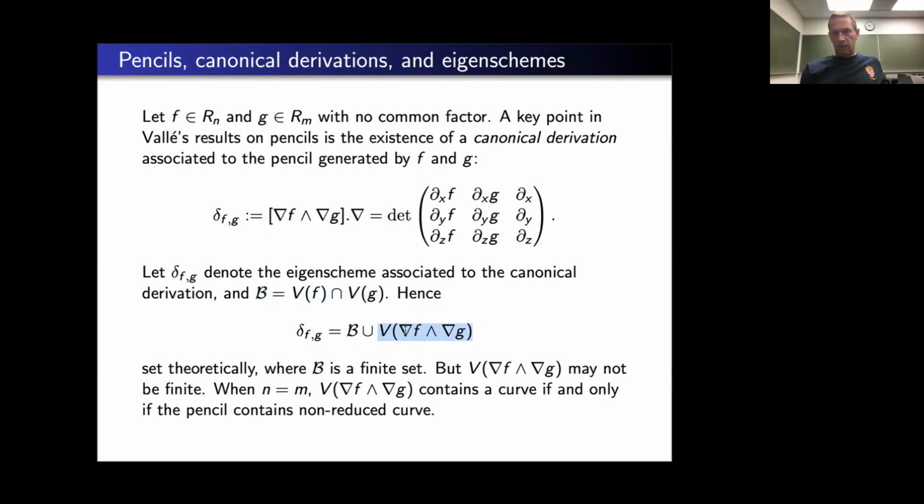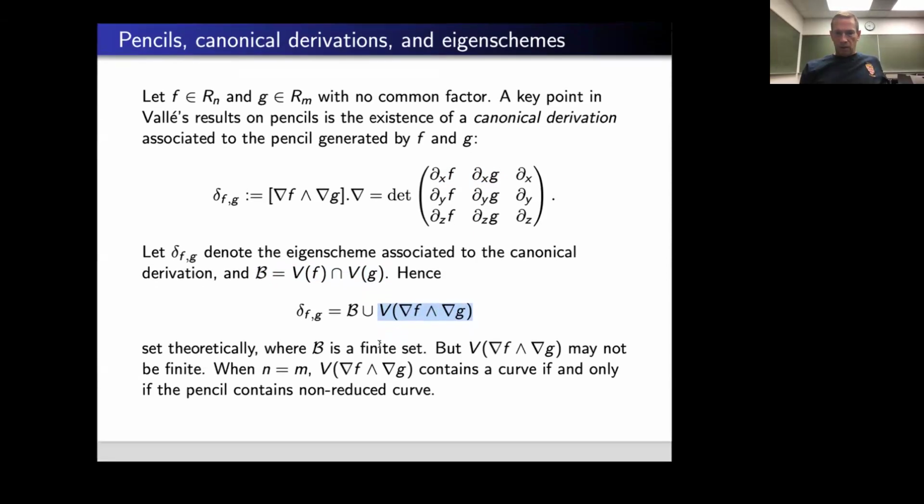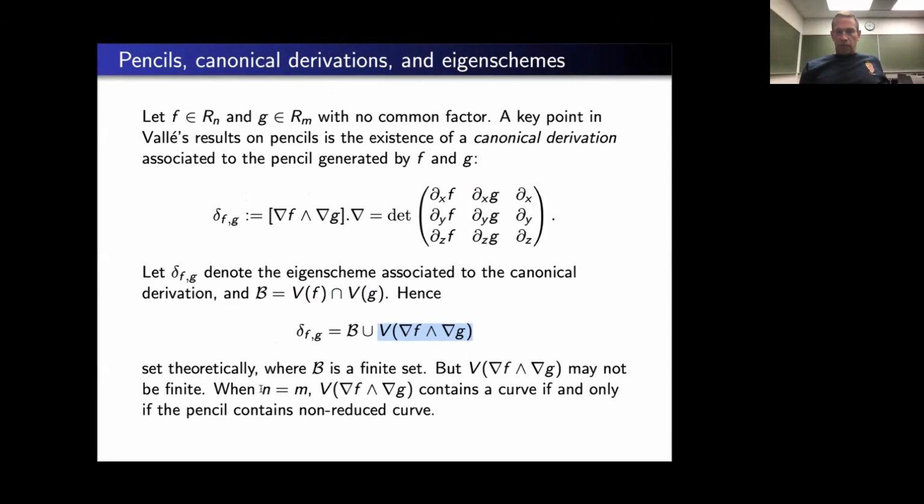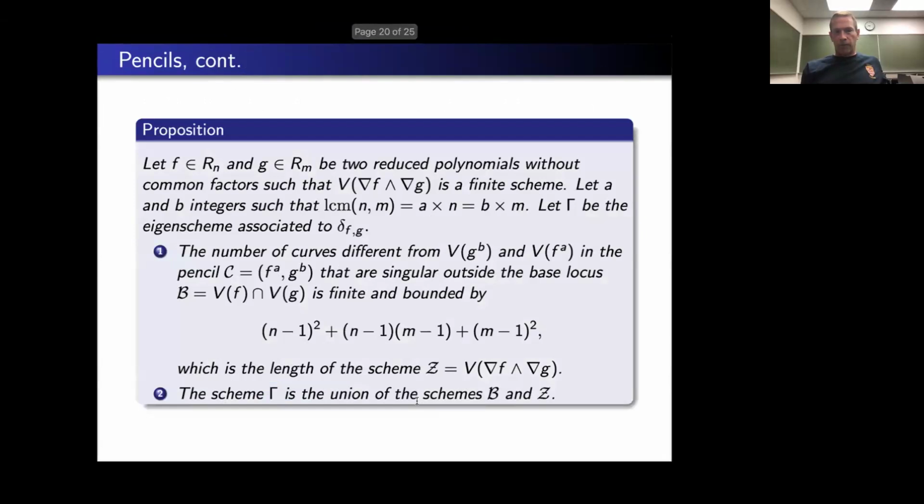V of f, this is the P1, P2, and P3 that define our eigenscheme. It doesn't have to be finite, but the case that's most interesting to us is when n and m are equal, and then we define a curve exactly when the pencil contains a non-reduced curve. This is all preparation for the following proposition.